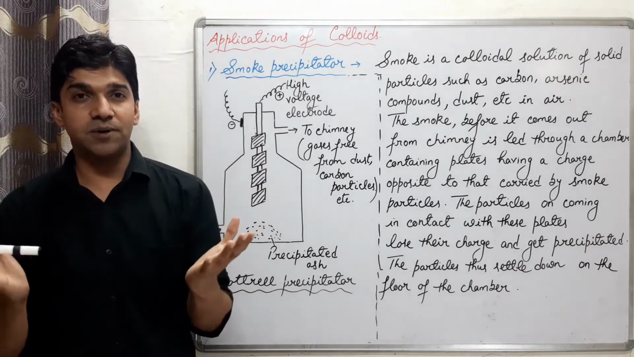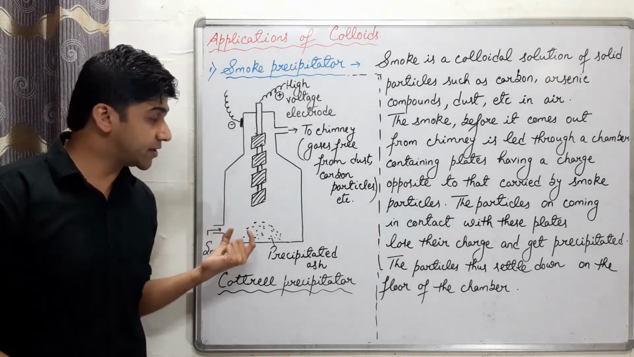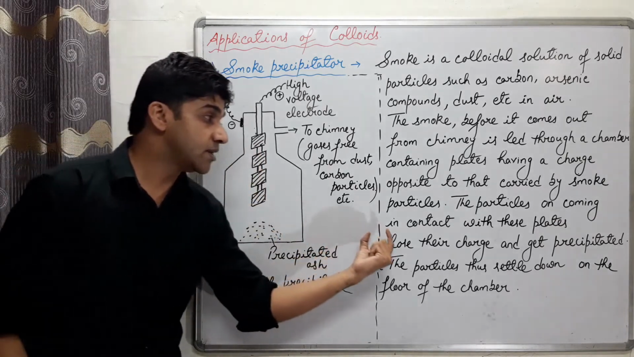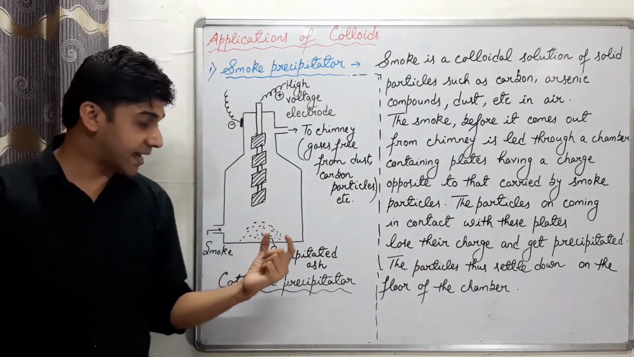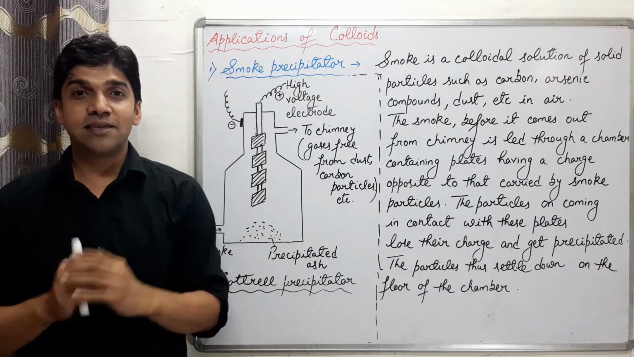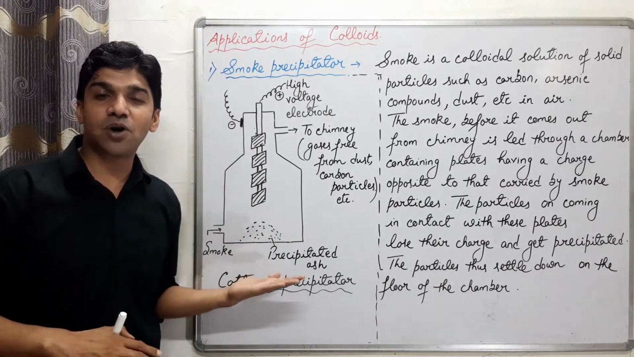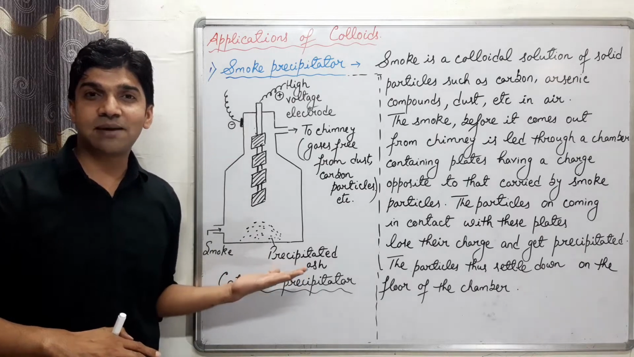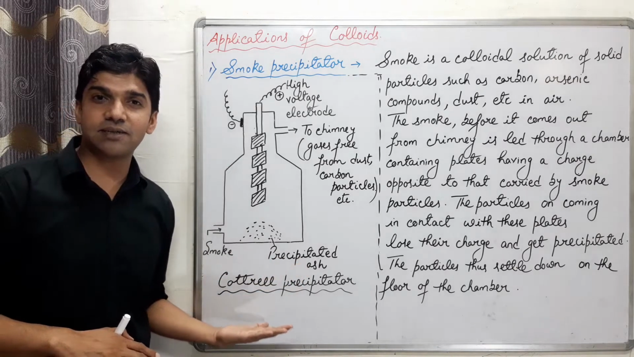तो उससे क्या होगा? So when the smoke particles come in contact with these plates, they will lose their charge, they will get neutralized and get precipitated in the form of ash. The particles get settled down on the floor of the chamber known as Cottrell precipitator.